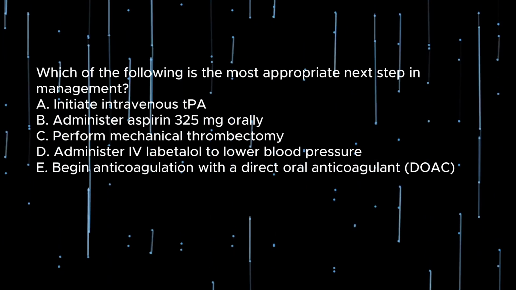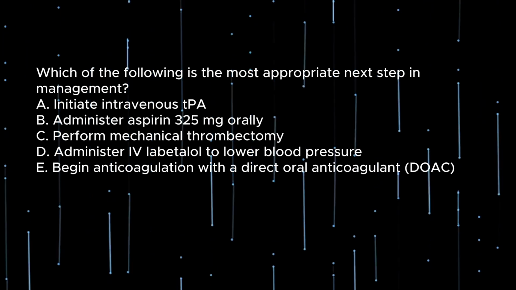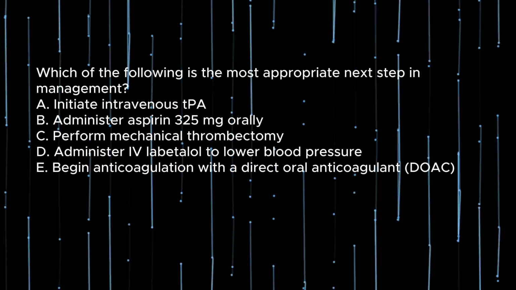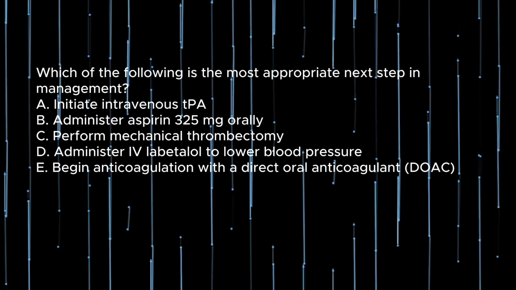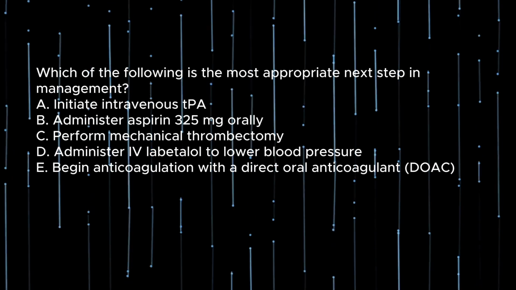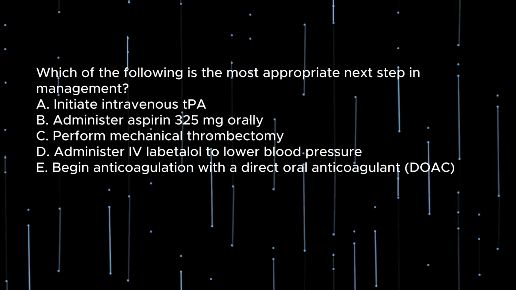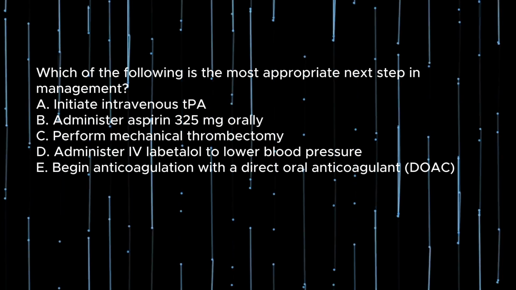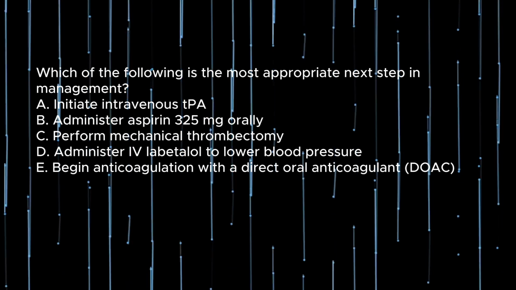A. Initiate intravenous TPA. B. Administer aspirin 325 mg orally. C. Perform mechanical thrombectomy. D. Administer IV labetalol to lower blood pressure. E. Begin anticoagulation with a direct oral anticoagulant, DOAC.